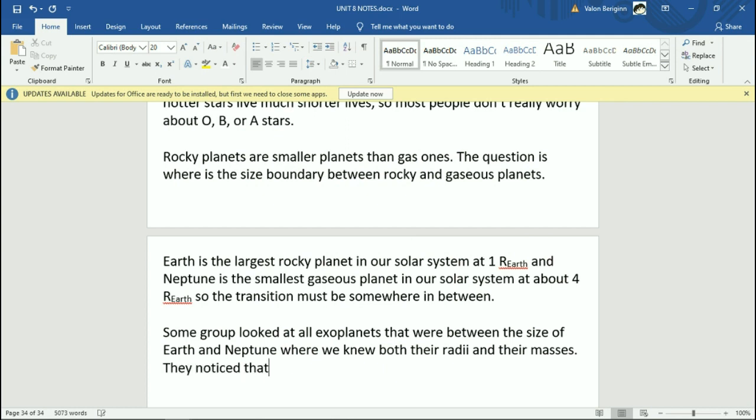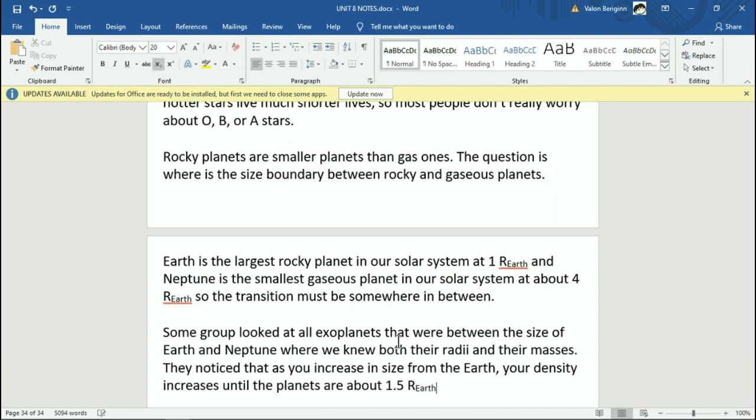They noticed that as you increase in size from the Earth, your density increases, okay? And you may think, well, wait a minute, just because it's bigger doesn't mean it's more dense. No, but if you think of this in terms of a pile of rocks, as you add more rocks onto your pile, you add more mass, it therefore means that you compress more, you have more mass pushing in, so it does make sense that your density would increase as you get bigger. For example, Mercury is more dense than Mars, even though it's smaller. So it's not perfect, but this is a rough average description of what they saw. So the density increases until the planets are about 1.5 times the radius of the Earth.